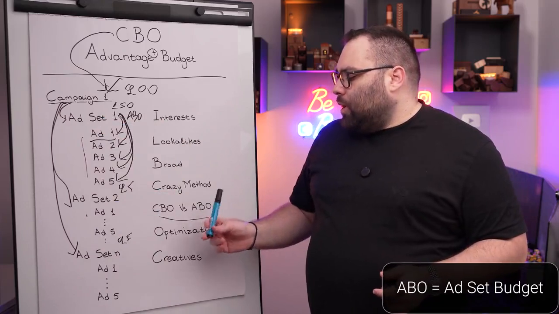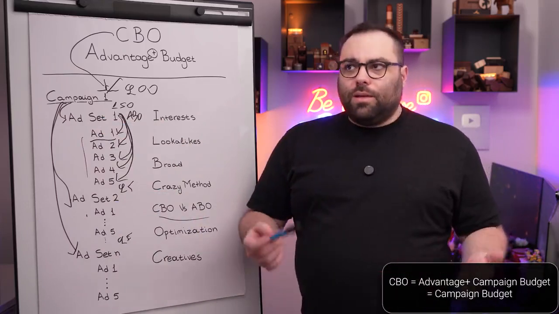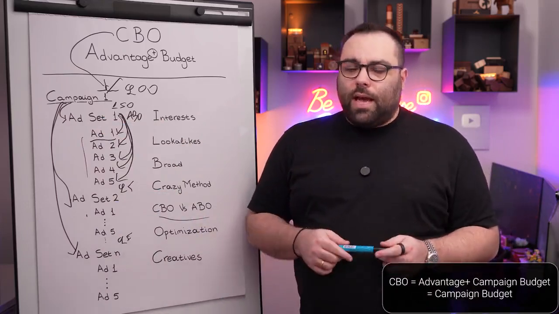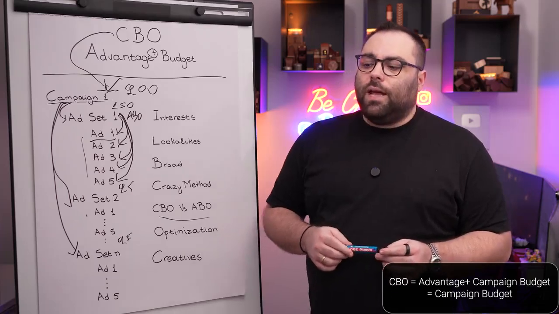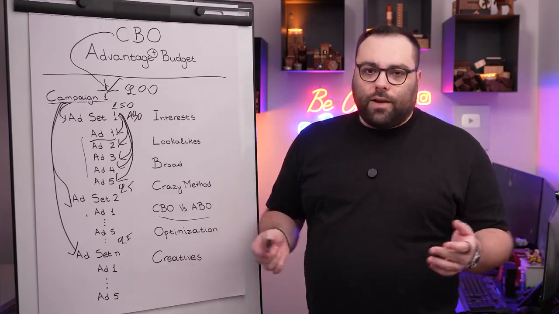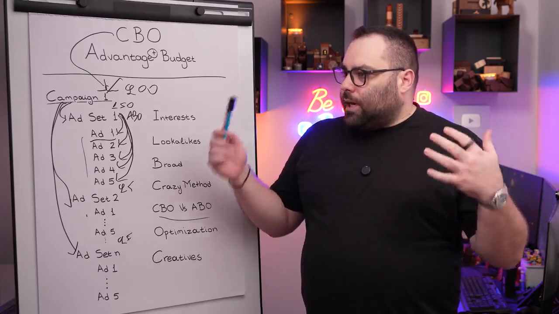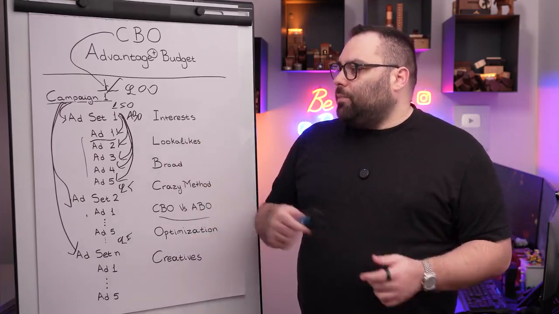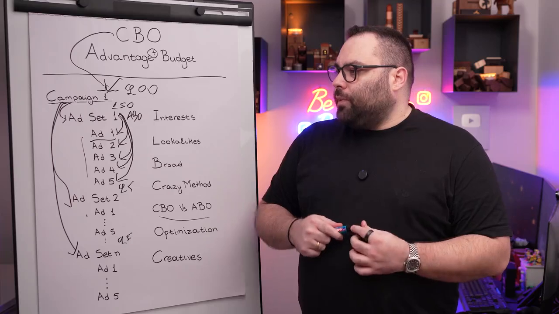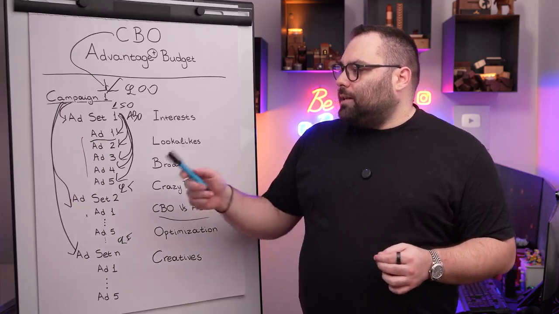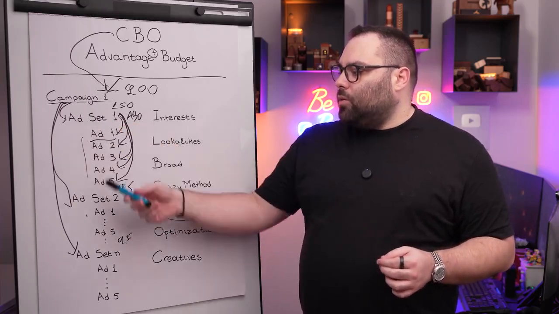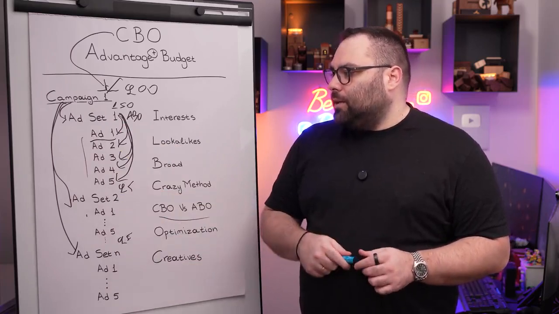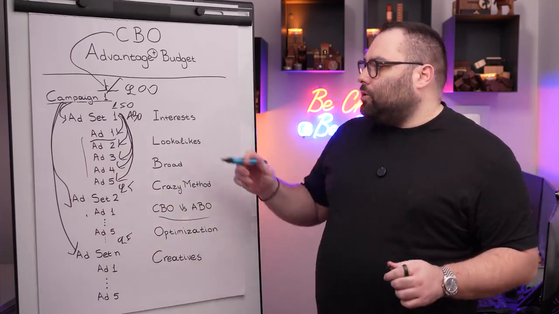Why don't I like ABO compared to CBO? The ASC campaign that we're going to talk about later is ABO, but at the end of the day, it's a different kind of campaign. I'm talking about traditional ABO campaigns. In traditional ABO campaigns, I don't like to actually set the budget on my own over here because I don't know how powerful these ad sets are and if they're going to scale.